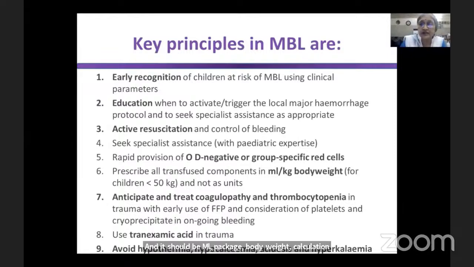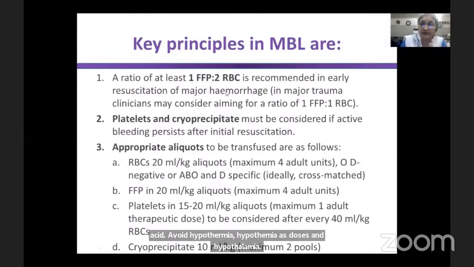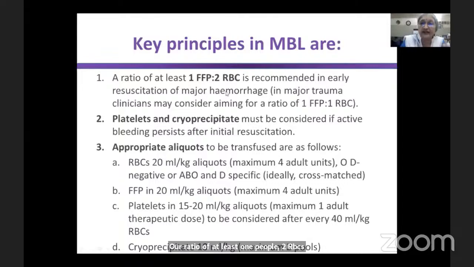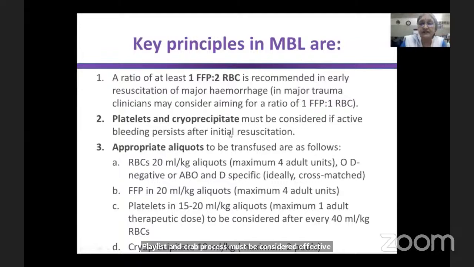Anticipate and treat coagulopathy and thrombocytopenia, give tranexamic acid, and avoid hypothermia, hypocalcemia, acidosis, and hyperkalemia. A ratio of at least 1 FFP per 2 RBCs initially, and if required, 1 FFP, 1 RBC, 1 platelet, 1 cryoprecipitate can be given. Platelets and cryoprecipitate must be considered if active bleeding persists after initial resuscitation.